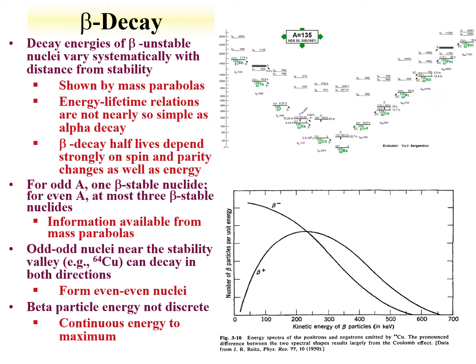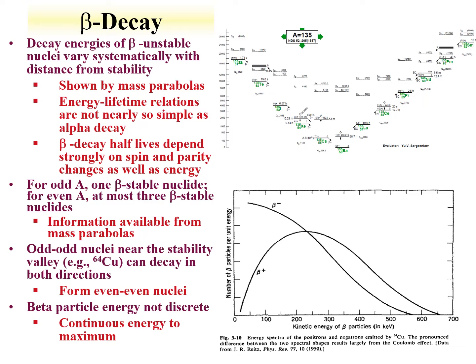Now, there are some trends that we can observe for beta stable nuclei. We look at a mass parabola for these odd A of 135. For most odd A isotopes, there's one beta stable nuclei. And if we look here, this is barium-135, which is the most stable, and sits at the bottom of this mass parabola. However, for even A, you can have up to 3 beta stable nuclei, and you can evaluate this by inspection from the chart of the nuclides.